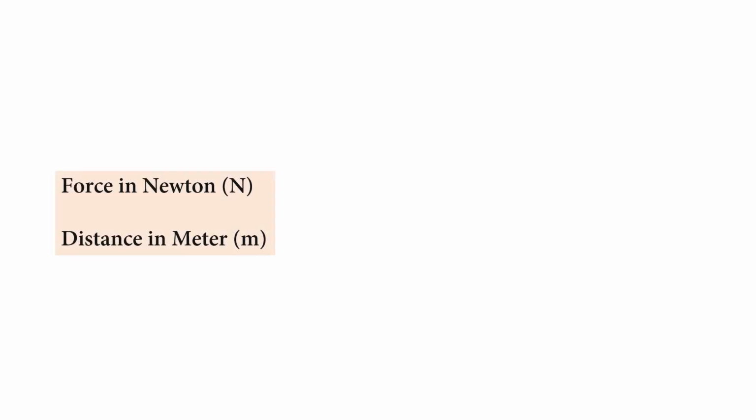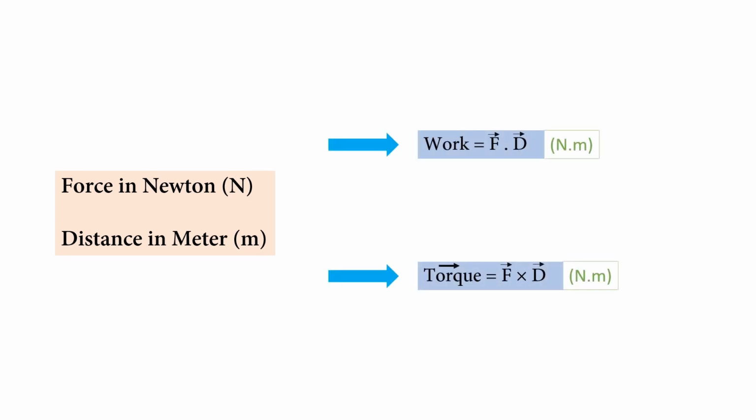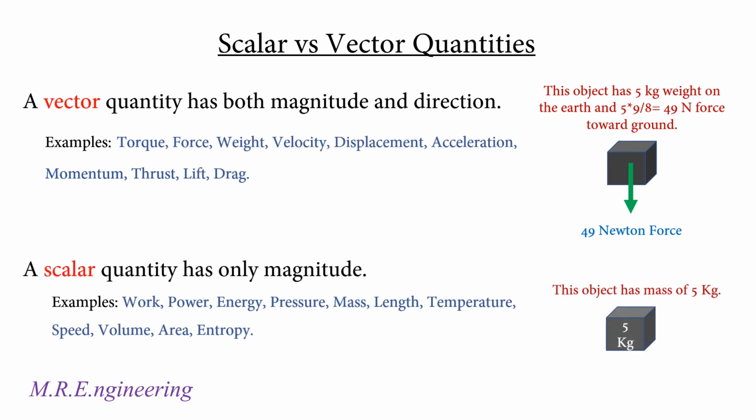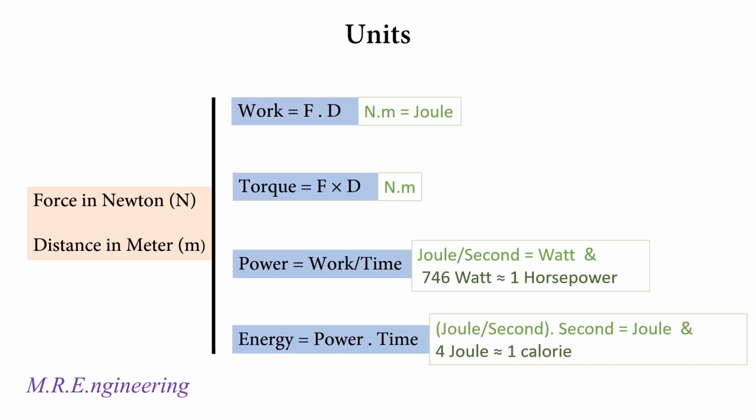If we have force in Newtons and the length of the lever in meters, then torque is in Newton meters, and work is also in Newton meters. But torque is a vector quantity and work is a scalar quantity. A vector quantity has direction and magnitude, but a scalar quantity only has magnitude. In this case we have another unit for work, that is joule, and 1 joule is 1 Newton meter.